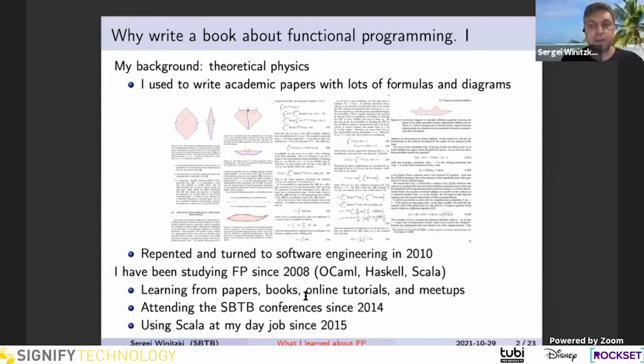Functional programming attracted my attention around 2008, as far as I remember, with programming languages such as OCaml, Haskell, and a bit later Scala. I was learning from papers, books, online tutorials, and especially meetups in San Francisco where I worked. I've been attending the Scale by the Bay conference since 2014, and I'm using Scala at my job since 2015.